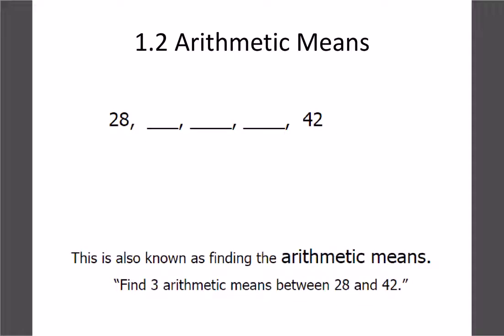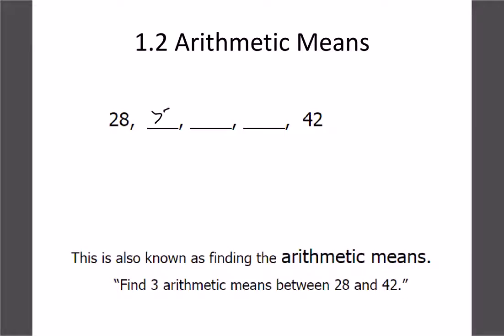So once again, we could guess. We could try a number like 5. So we add 5, we'd have 33, 38, 43. So that's obviously too big. Try something like 3. We'd have 31, 34, 37. That's a little bit too small. So it looks like it's going to be 4.